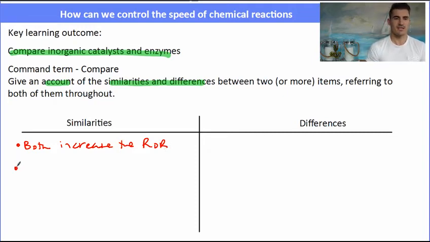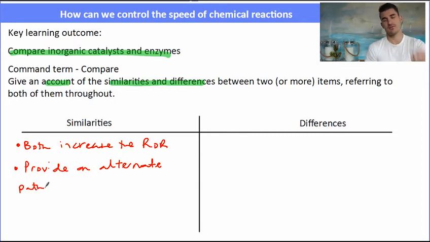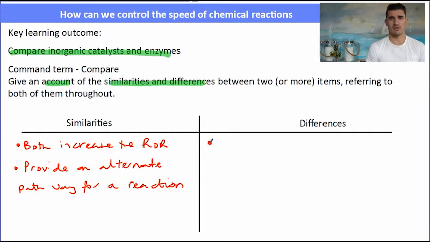Another similarity is that they provide an alternate pathway for the reaction to take place on. So the reaction could take place away from the catalyst, but it provides an alternate pathway for that reaction to occur, and it's usually an easier pathway. Another similarity is that they are both reusable.